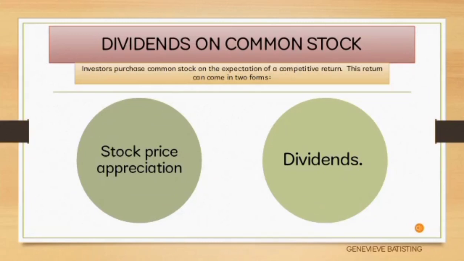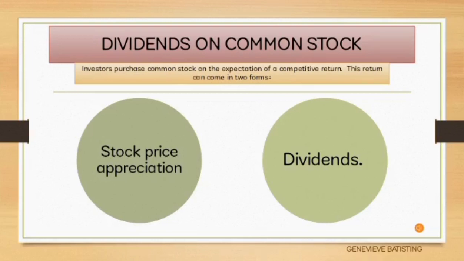Dividends on common stocks. Investors purchase common stock on the expectation of a competitive return. This return can come in two forms: stock price appreciation and dividends. Some investors prefer to buy stock that pays little or no dividends because companies that reinvest the majority of their earnings tend to increase their future earning potential.